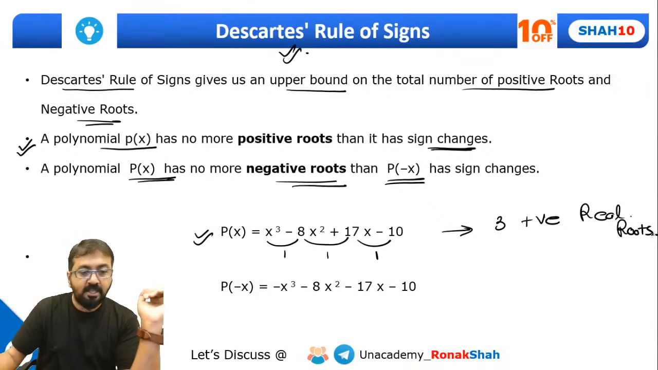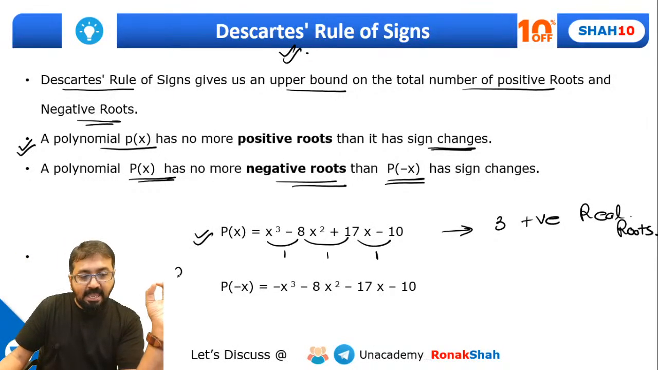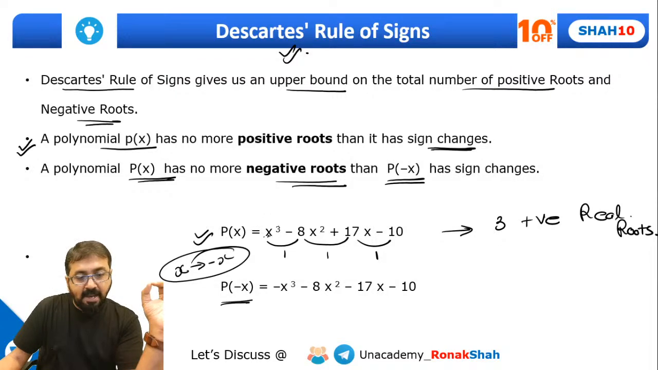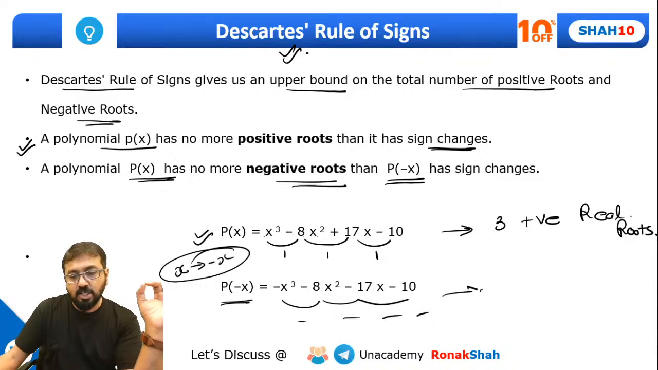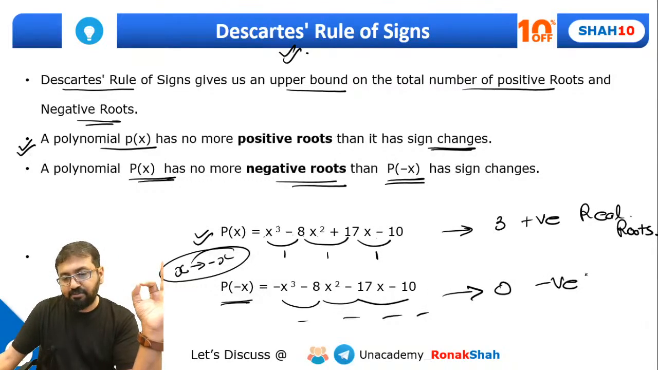Everyone? Okay. Now what I am doing is I am replacing x with minus x. So इसके अंदर x की जगह पे minus x रखो तो p of minus x हो गया minus x cube. Minus of x whole cube is minus x cube. Minus 8 into minus x square will be minus 8x square. Plus 17x will become minus 17x, and minus 10 will remain as it is. Look at the number of sign changes over here. Can I say all the terms are negative, so no sign change, so 0 negative real roots.